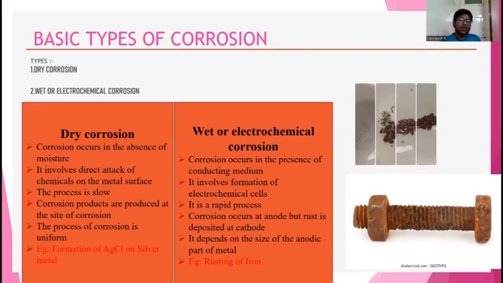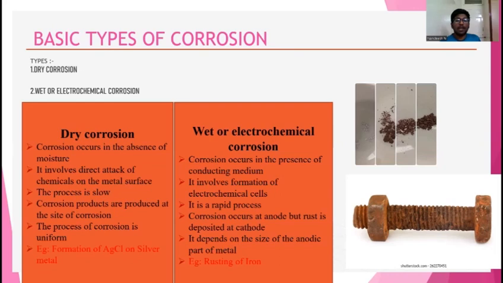Two types of corrosion: dry corrosion and wet or electrochemical corrosion. Dry corrosion occurs in the absence of moisture. It involves direct attack of chemicals on the metal surface. The process is slow. Corrosion products are produced at the site of corrosion. The process of corrosion is uniform. Example for dry corrosion: formation of AgCl on silver metal.